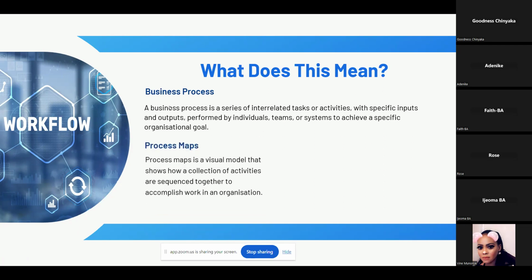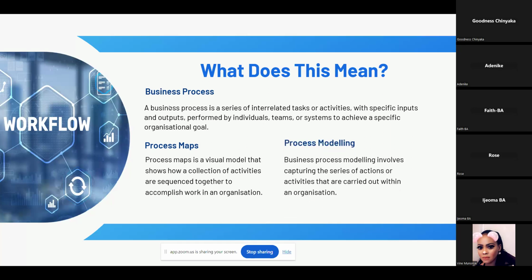Then a process map is a visual model of all this business process that we just explained. So now we want to create a visual model of all those activities in the sequence that they occur. So that's a process map. You take a process and you create a visual model of it. And then it's actually different from process modeling, although they're used interchangeably. A process model is being able to highlight what those steps are. So for example, let me give you an example.